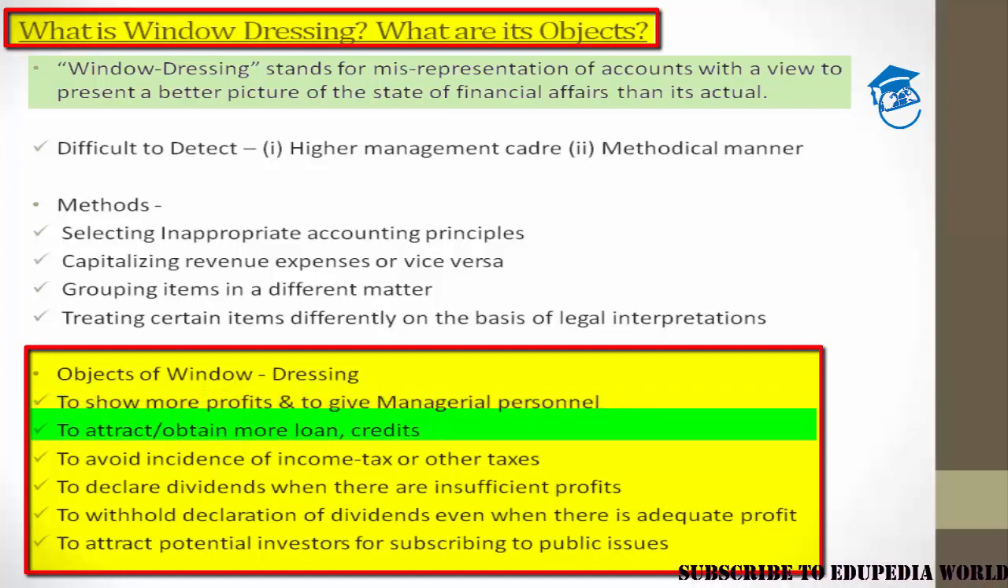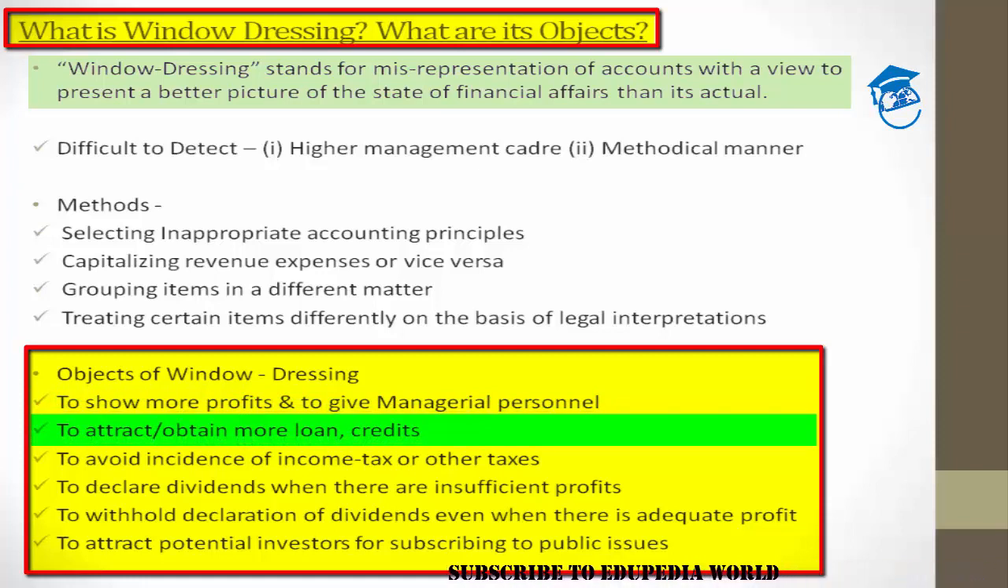Number two, to attract and obtain more loans. In case you are showing good profit in your books of accounts, definitely there are so many banks who are waiting for you to come so that they can provide you a good amount of loans. So in order to attract and obtain more loans and credits from the bankers and financial institutions, window dressing is being done. Third, to avoid the incidence of income tax and other taxes.